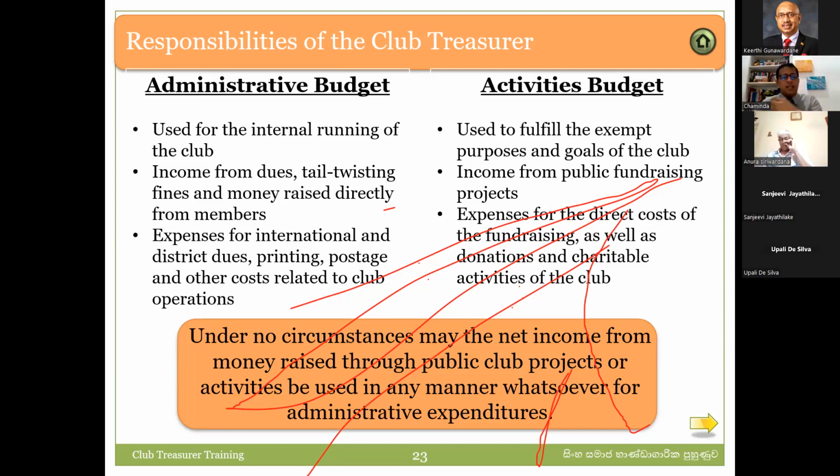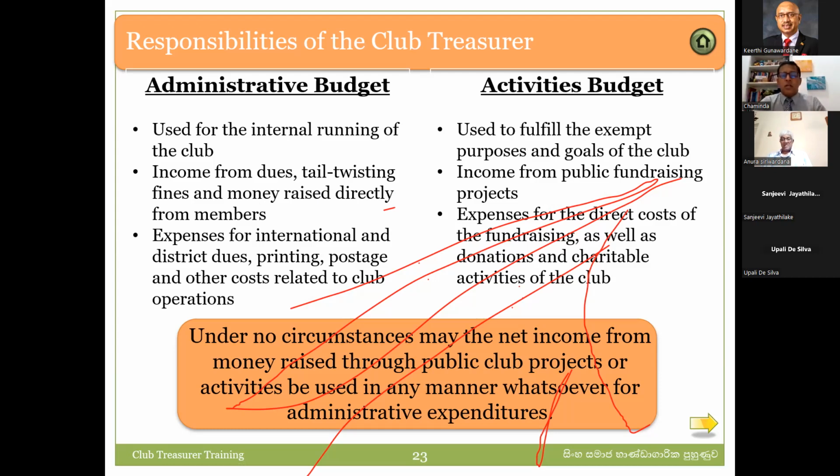So tail twisting fines and all the monies that we raise directly from the members have to go to the administrative budget. Expenses for international and district dues. Printing, postage. These days we don't do much postage, we send emails and WhatsApp groups, so postage is much lower. But there are still clubs that use postage the old fashioned way of sending letters out, and especially checks. And other costs related to club operations. Some clubs have website hosting expenses, website creation expenses, domain name expenses. All of these fall under administrative.